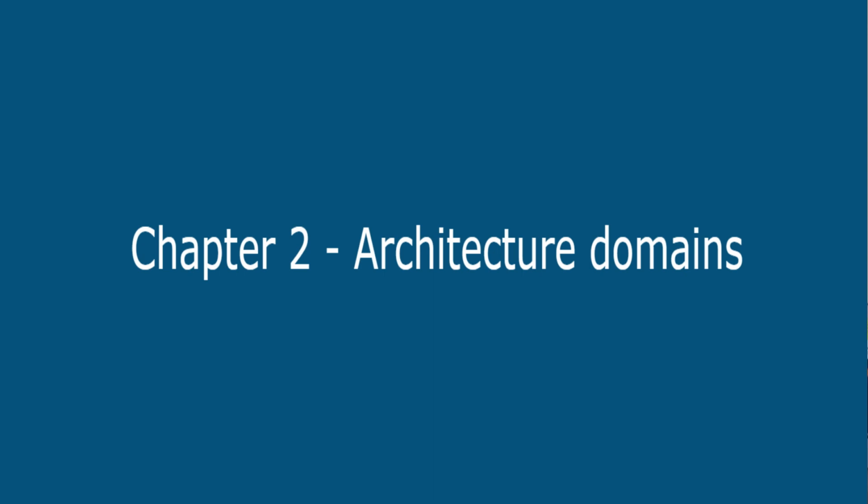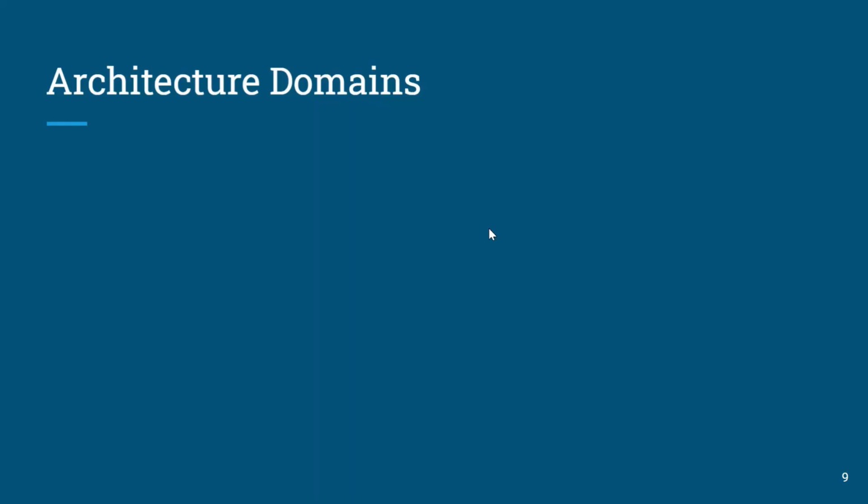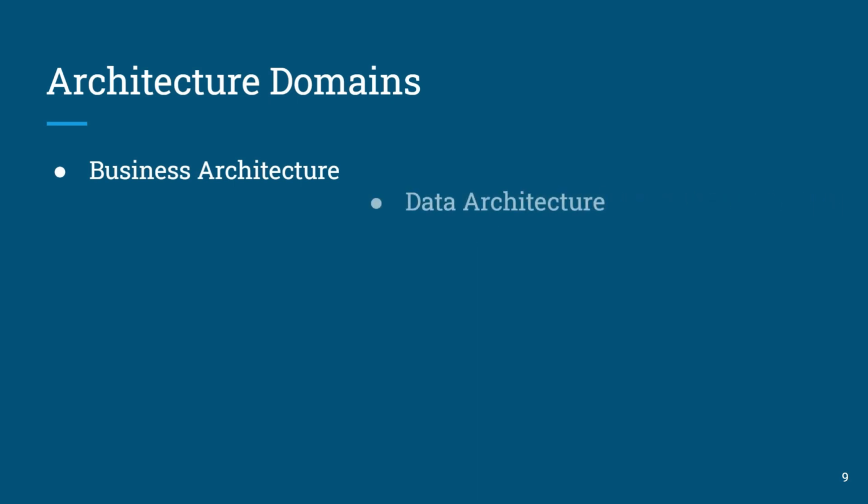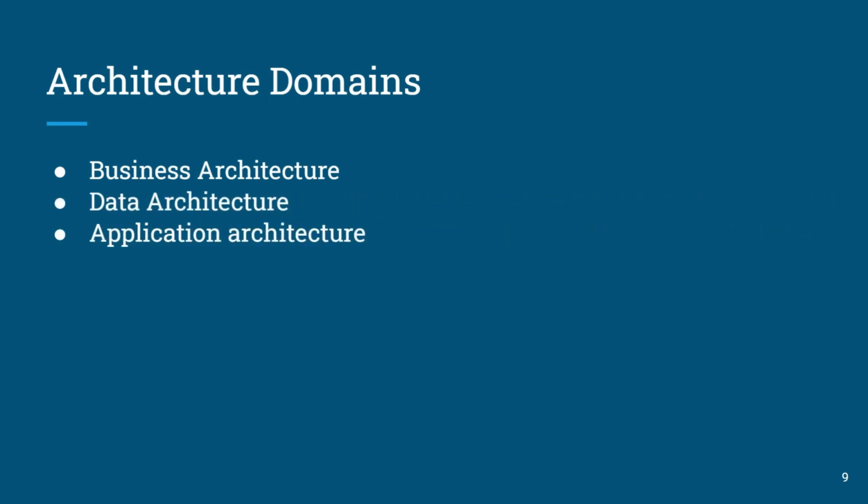The TOGAF 9 framework talks about 4 architecture domains, and these are accepted as a subset of the overall enterprise architecture that TOGAF can support. So here they are: business architecture domain, data architecture domain, application architecture domain, and technology architecture domain. Okay, let's take a closer look at each one of them.